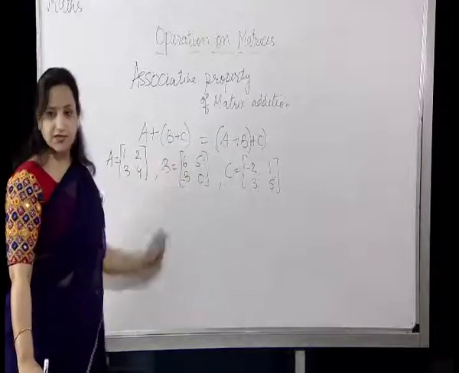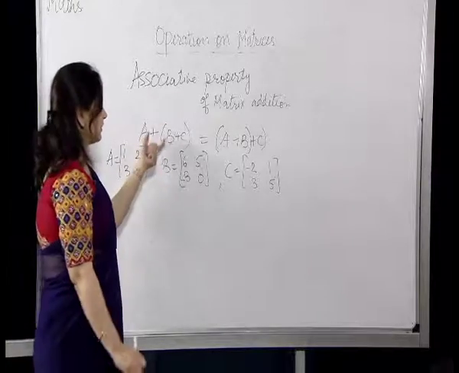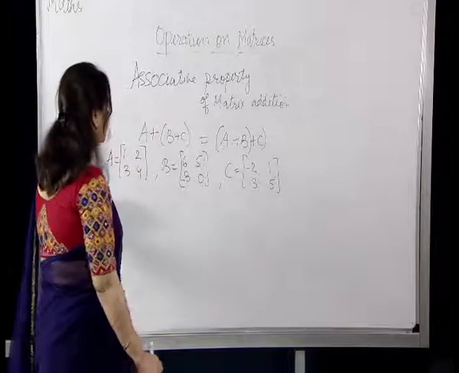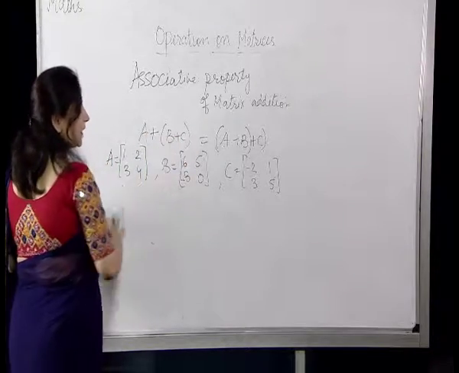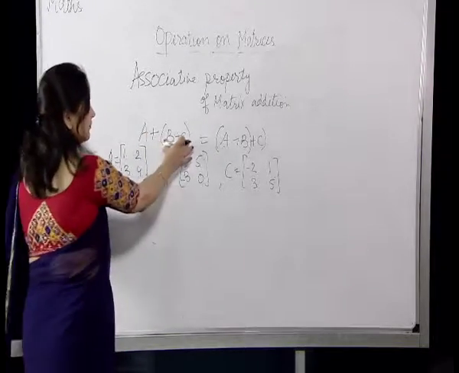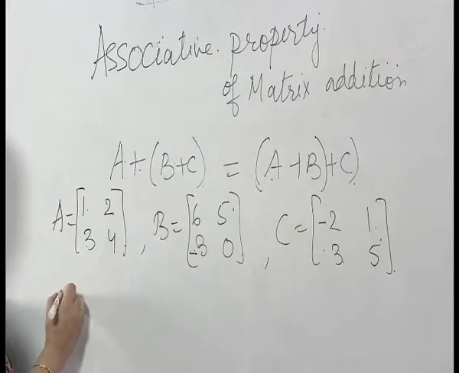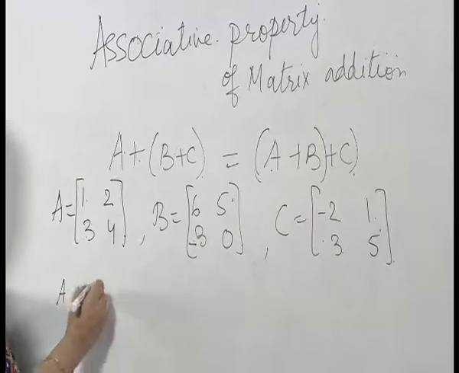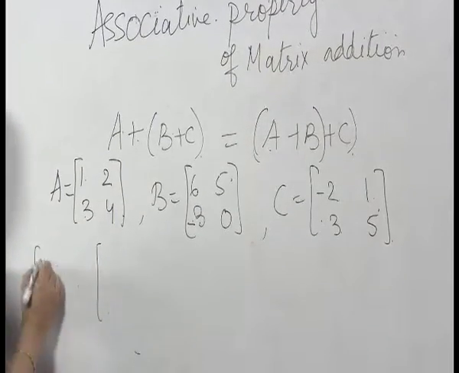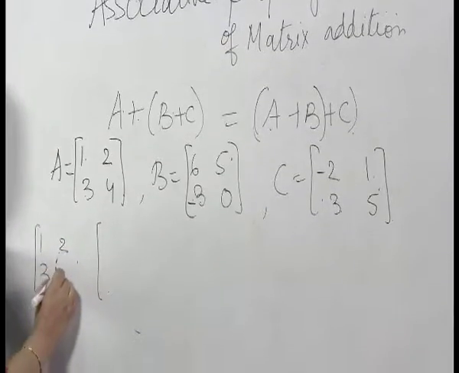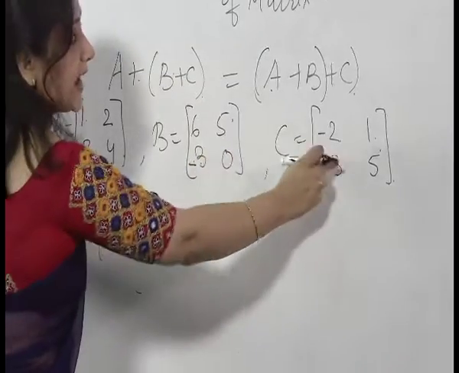A, B and C are the three matrices. Now, let us check whether this property holds or not. So, here for the left hand side I need to find B plus C first. I will write it A plus, now A is a matrix, now I am adding B and C.